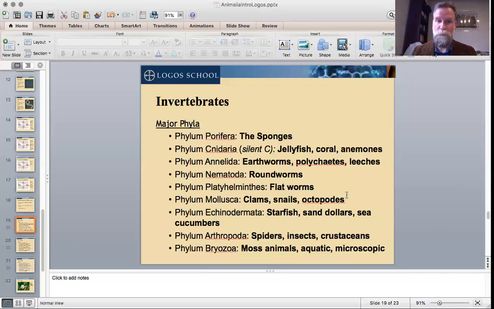Phylum Mollusca, we will be studying Phylum Mollusca, the bivalves, clams and mussels, snails, and the octopodes are the major creatures there. Phylum Echinodermata, really neat type of symmetry we haven't touched on yet when we look at them. Starfish, sand dollars, and sea cucumbers. Phylum Arthropoda, this is the largest group of animals, period, the arthropods, spiders, insects, crustaceans, and many more. And then the moss animals, which you may not have heard of, the bryozoans, really microscopic animals, and numerous species there as well. So that's the big picture overview.